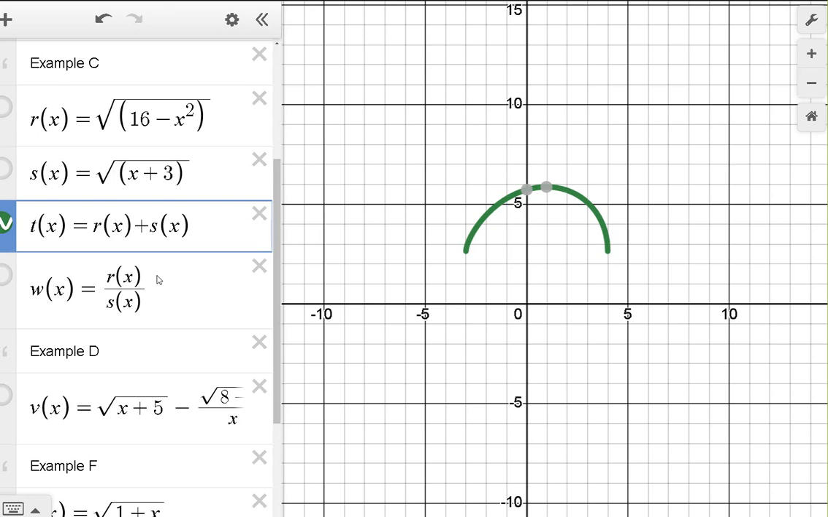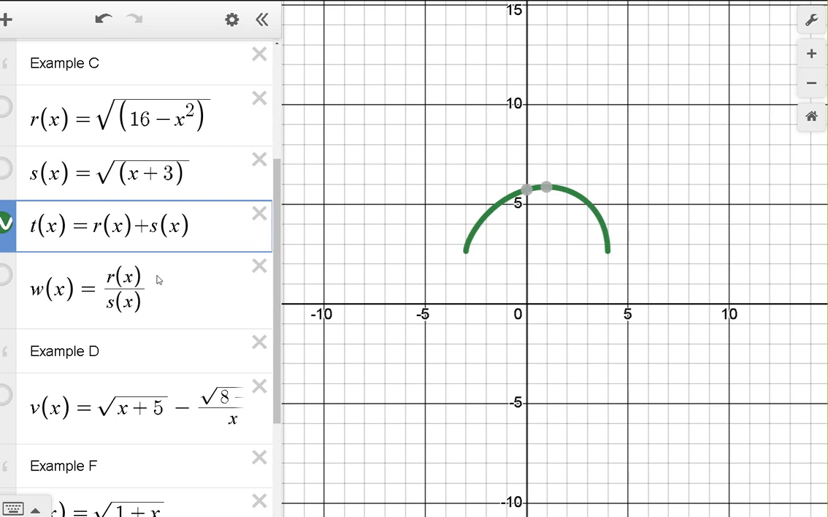And the answer is no. But why? What else could go wrong if I were to look at the ratio of these two functions? For us, it'd be f of x divided by g of x. I ran out of letters for this. You can't have zeros in the denominator.